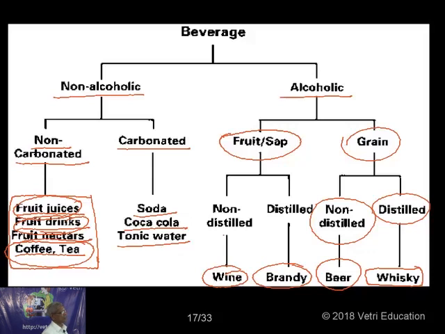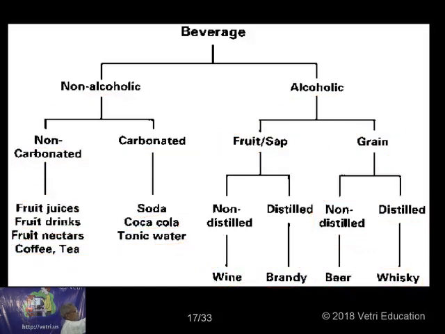So to sum up, alcoholic beverages are once again divided. They are derived either from the fruit or from the grains. From fruit, non-distilled is wine and distilled is brandy. From the grains, non-distilled is beer, and distilled is whiskey. Then of course you have some more types of liquors also: rum, gin, vodka. Vodka is derived from the grains, and it is a very good Russian drink.